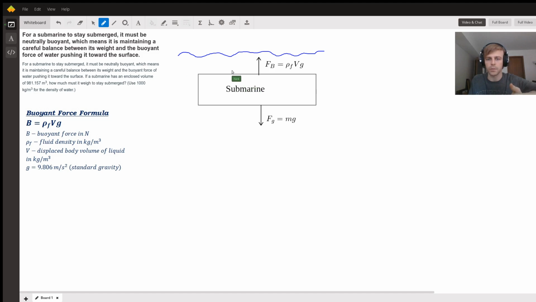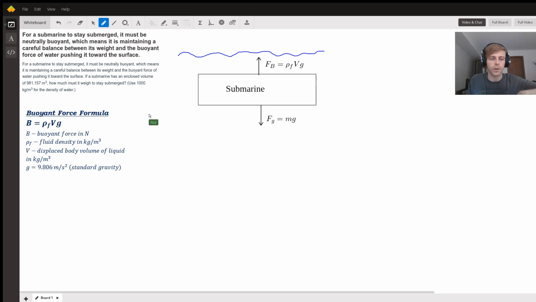So I've set up a diagram here. We have very poorly drawn water, a submarine below that, and then a buoyancy force, FB, going upward, and the force of gravity going downward, which is sometimes called weight. These would be the only two Y forces acting on the submarine, going up and down.